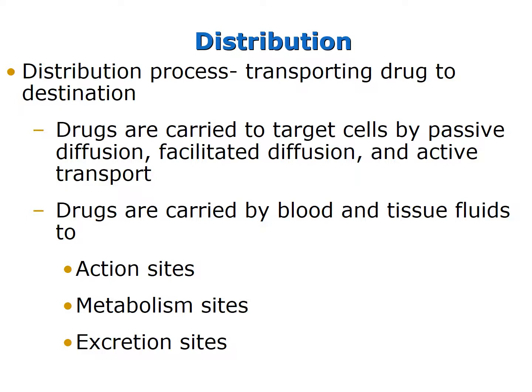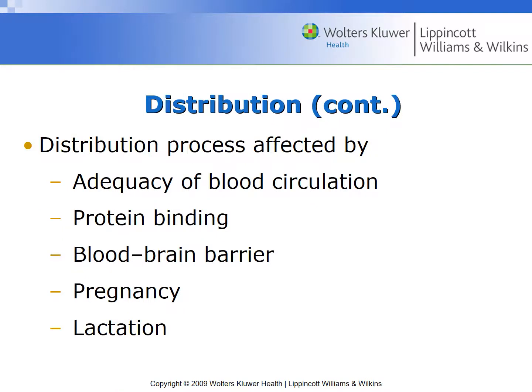So anyway, we got to think about what can impact distribution. So again, we're talking about adequacy of blood circulation. Protein binding, again, most common is albumin, and so they'd access the carrier. So here it is either bound to a protein or it is a free drug.